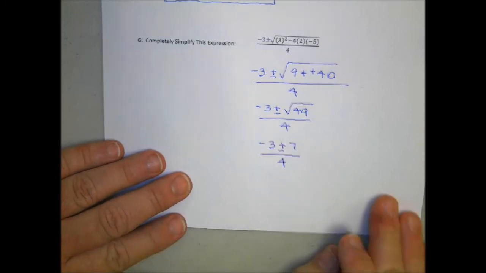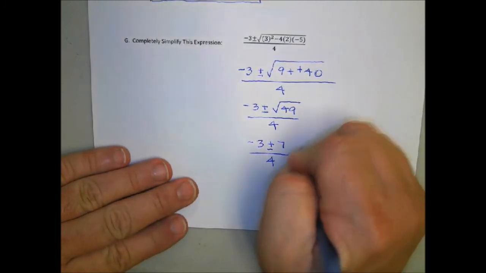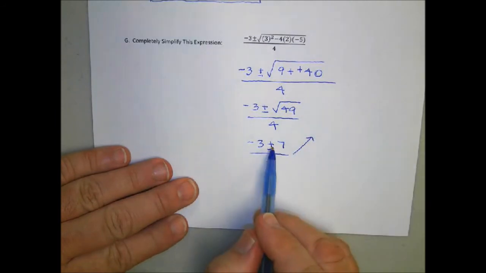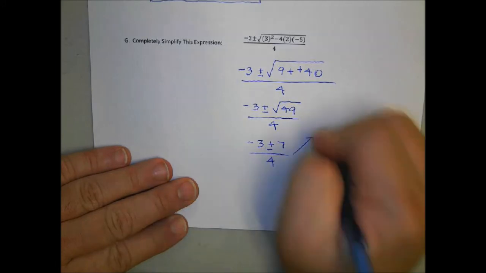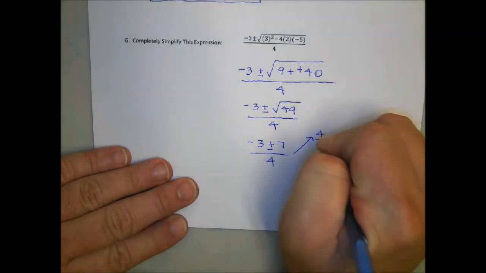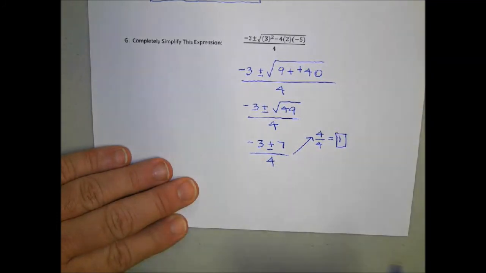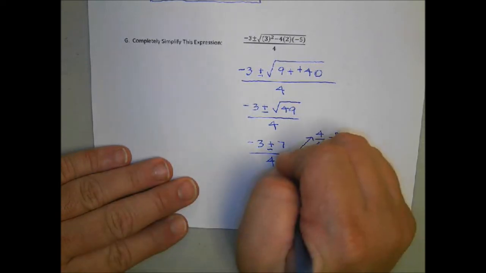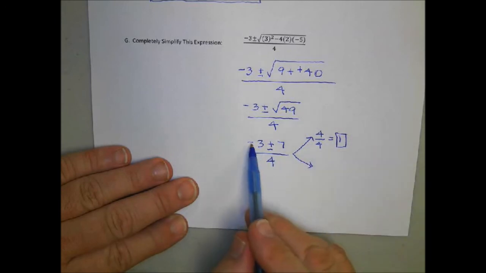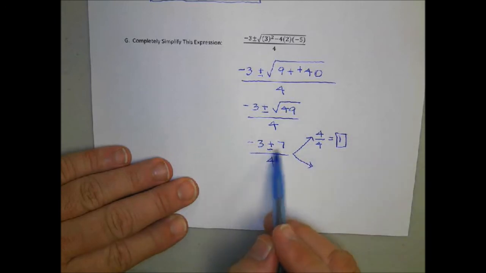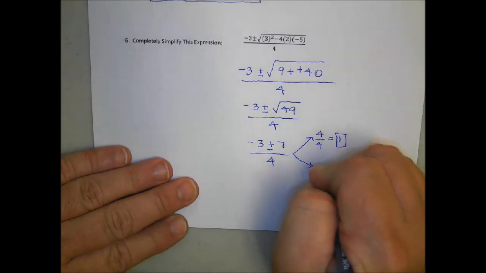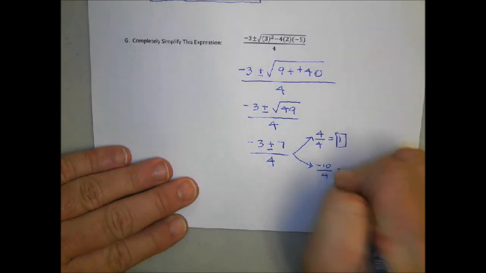Now we're going to do what I call take the high road and the low road. The high road is going to be using the plus. Negative 3 plus 7 is 4. So 4 over 4 equals 1. So 1 is one of the solutions to this simplification. Now the other one, let's take the low road, the minus. Negative 3 minus 7 is negative 10 over 4, which simplifies down to negative 5 over 2.